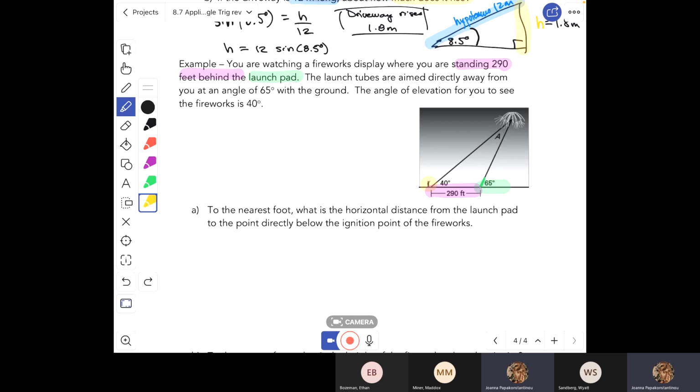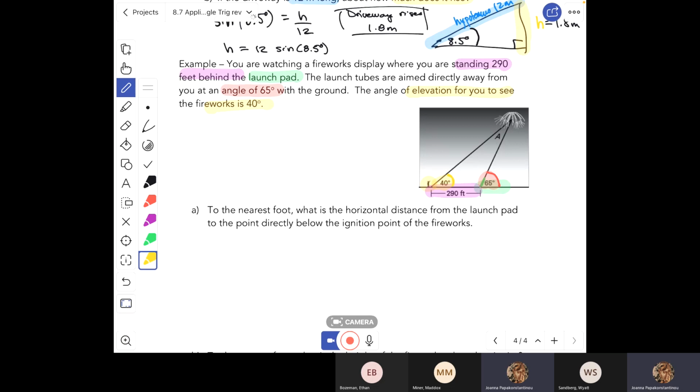So I have an angle of elevation, 65 degrees. There's my angle of elevation. The angle of elevation for you to see the fireworks is 40 degrees. So far, so good? Now, notice that the fireworks are not directly above the launch pad because we have an angle of elevation of 65 degrees, not 90. And notice that the fireworks are not right above you or the launch pad, right? So they're further out in the distance.